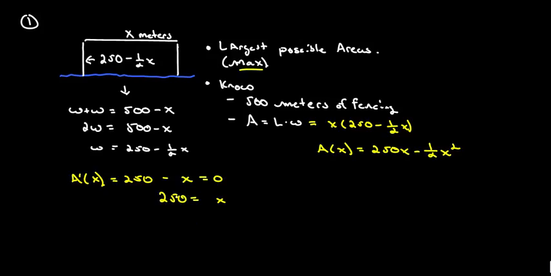So the dimensions are, if this length here is 250, then this length is 250 minus a half of 250. And a half of 250 is 125. So this length would be 125. And if we calculate the area at 250, we can plug in 250 here, or we can just take 250 times 125. And that gives us 31,250 meters squared.